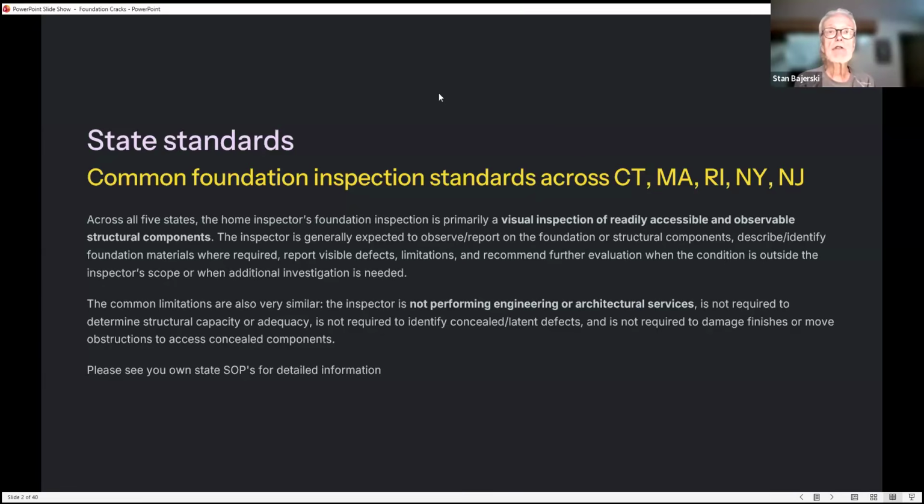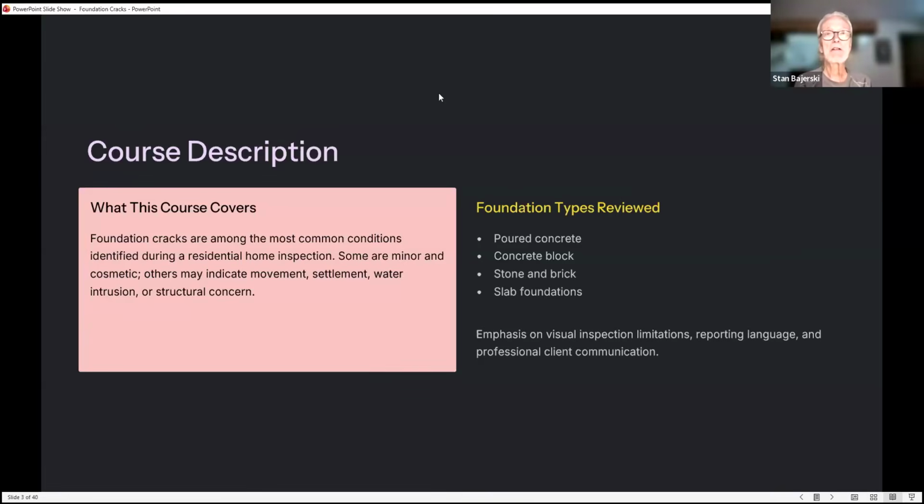The common limitations are also very similar. The inspector is not performing an engineering or architectural service, is not required to determine structural capacity or adequacy, is not required to identify concealed or latent defects, and is not required to damage finishes or move obstructions to access concealed components. Please see your own state's SOPs for detailed information. Probably not going to be too much more detailed than that.